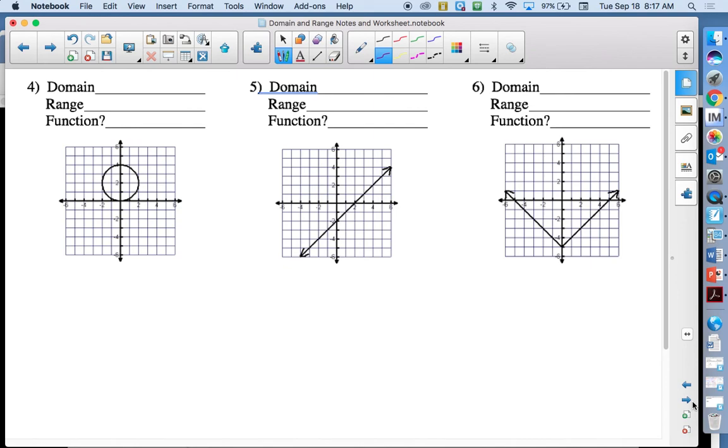Tomorrow we're going to work more with domain and range. I also have a partner activity that we're going to do to try and work on domain and range as well. Questions? We'll put your homework assignment in.